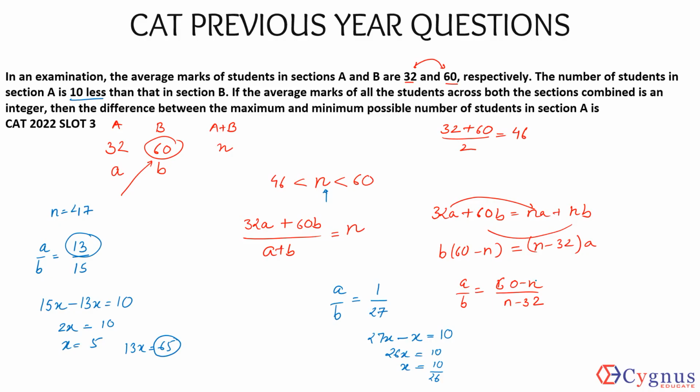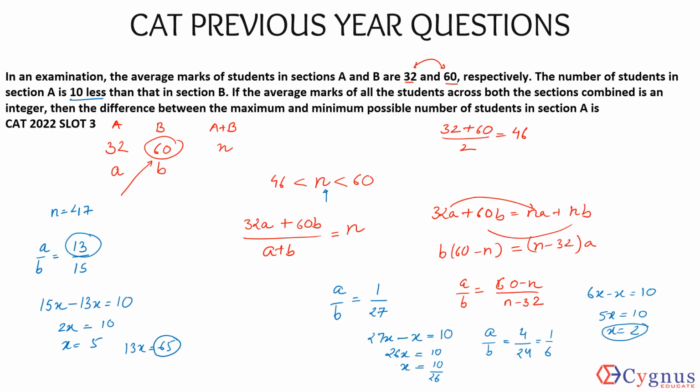That means everything depends on this value. N is an integer. The moment you put n equal to 56 here, what do we get? A by B is equal to 60 minus 56, that is 4, and 56 minus 32 will give you 24, which comes out to be 1 by 6. That means if the number of students in A is 1, B will become 6. So can we write it like this? 6x minus x must be equal to how much? 10. So 5x is equal to 10 and x equal to 2.